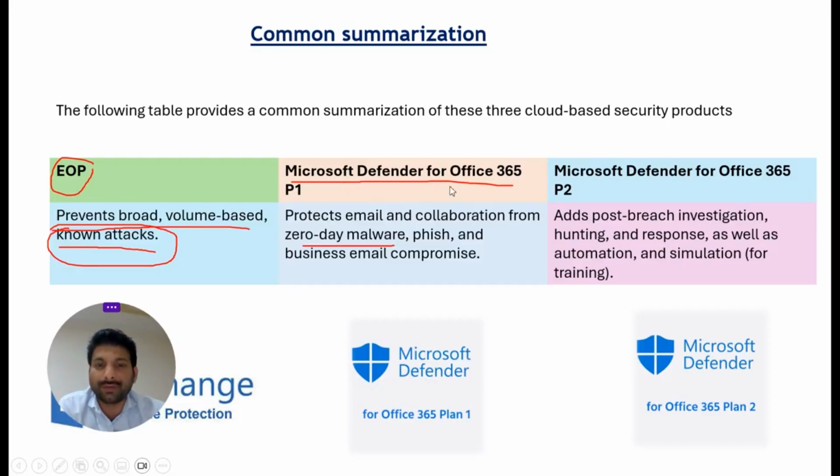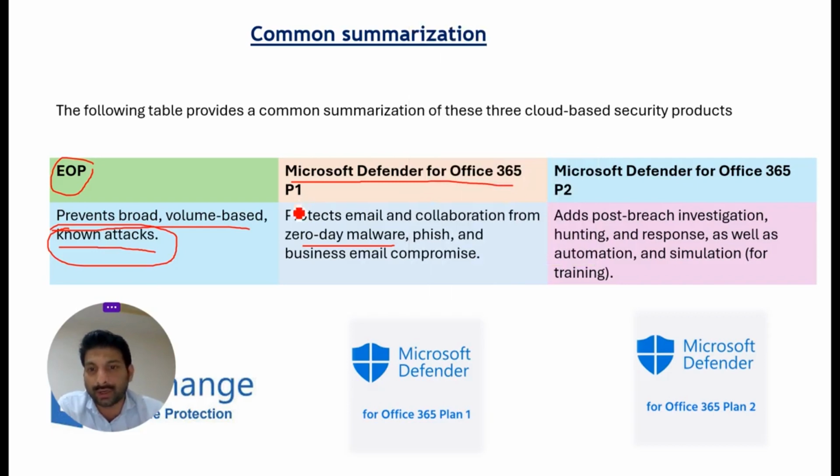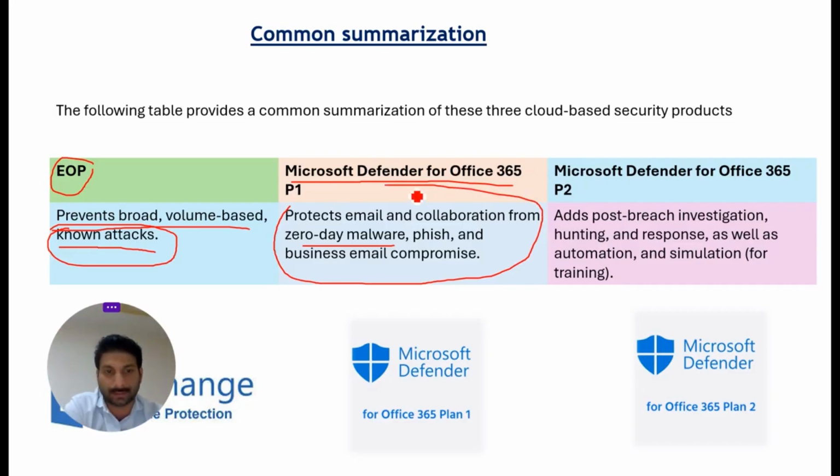So what Microsoft Defender for Office 365 does is protect email and collaboration from zero-day malware, phishing, and business email compromise. So this will support us even against unknown malware and unknown attacks. That is what Defender for Office 365 Plan 1 does.